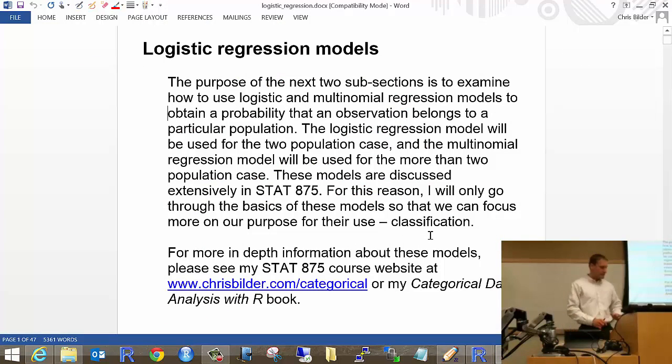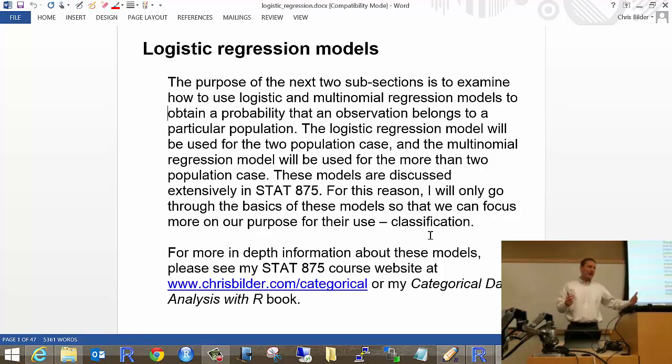Logistic regression. For those of you who've taken Stat 875, you have seen logistic regression before, but in a different context. In Stat 875, we were very concerned about interpreting the effect that a particular variable has on the response. We are not going to be concerned about that here. Rather, we're going to be using these logistic regression models in the case of 2 populations. Again, 2 populations only. We're going to be using these models to help classify: is the observation from population 1 or is it from population number 2?